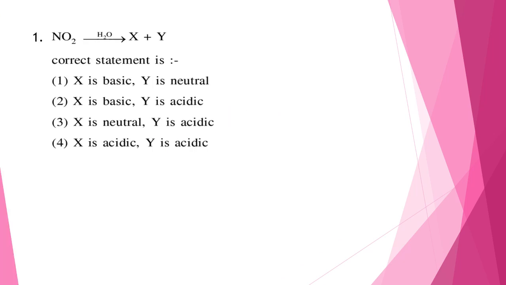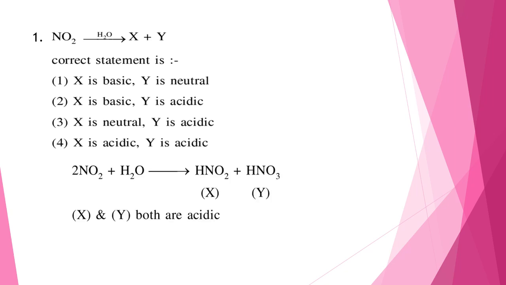Question 1. NO2 gives X plus Y, and the reaction is with water, so you should know what X and Y are formed. X will be HNO2 and Y will be HNO3. So here both X and Y are acidic. So the correct answer will be option 4.